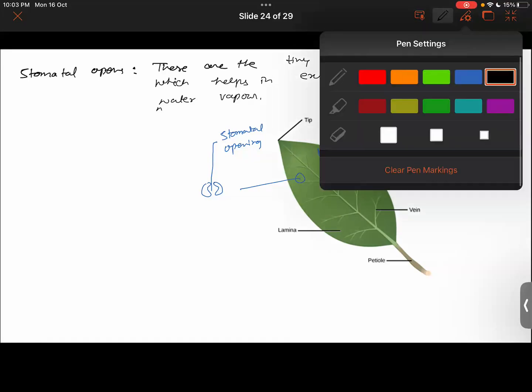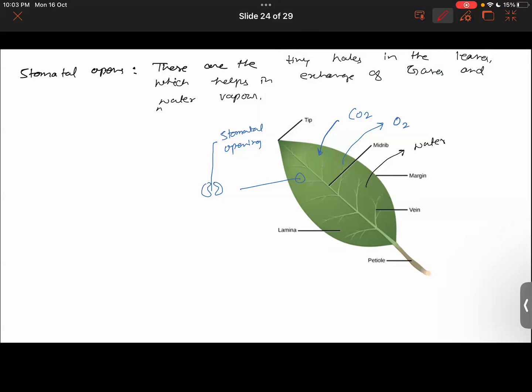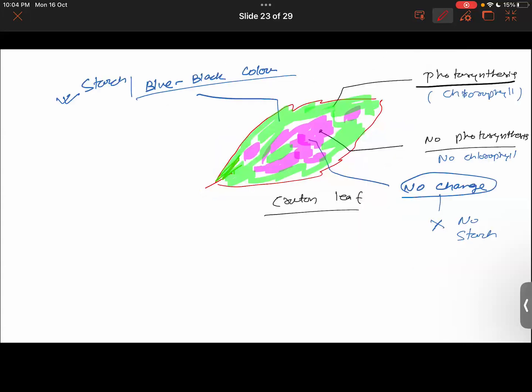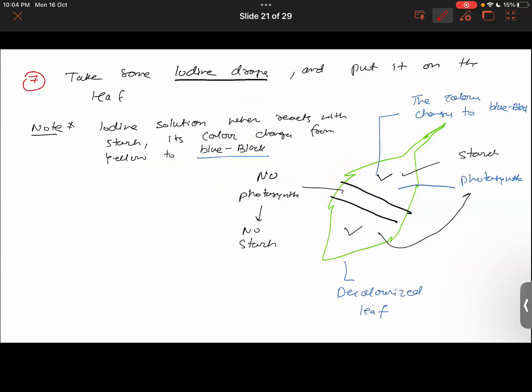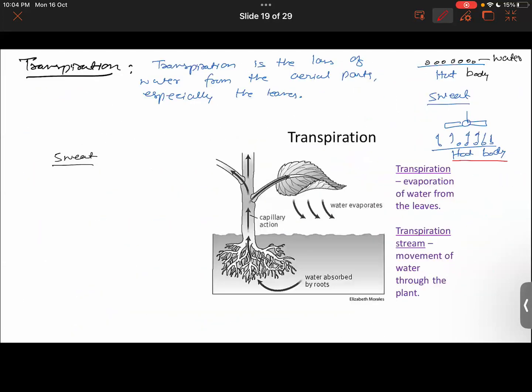So there has to be some gateway, there has to be some opening. So via this opening, the exchange is taking place. Taking up of carbon dioxide, release of oxygen. All this happens due to this opening present in the leaves, and that opening is called stomatal pore. Is that clear?